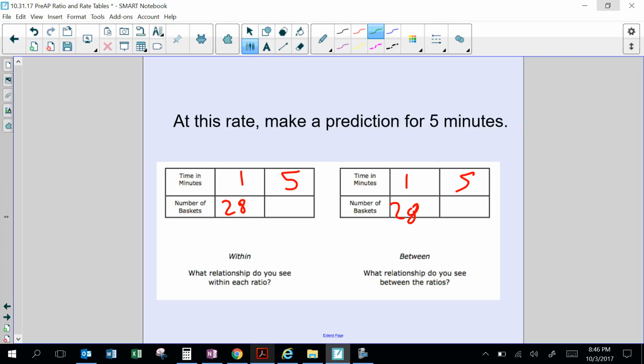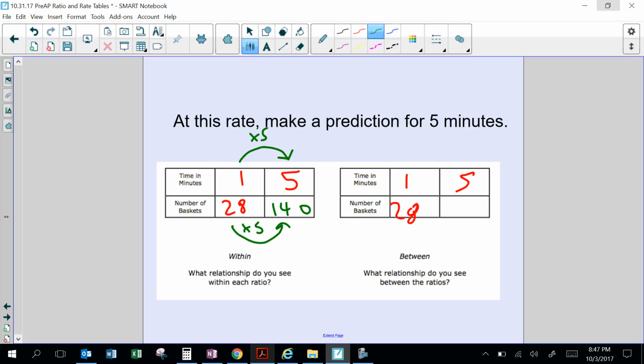One way to solve it is within. How do you turn 1 to 5? What's the scale factor? Times 5. So 28 times 5 is 140 baskets in 5 minutes. That's one way you can solve it.